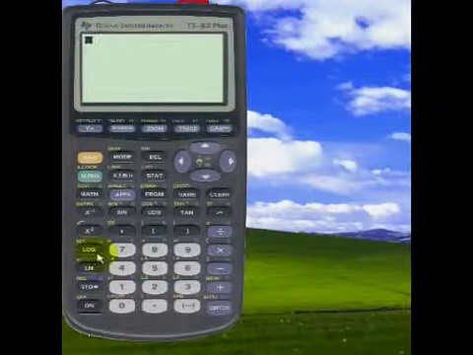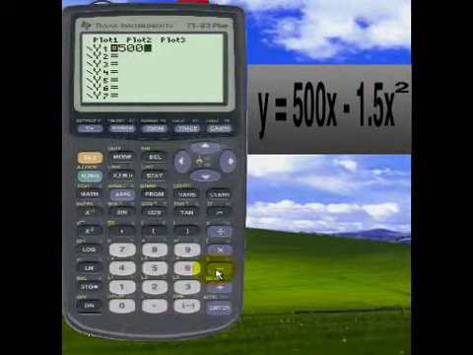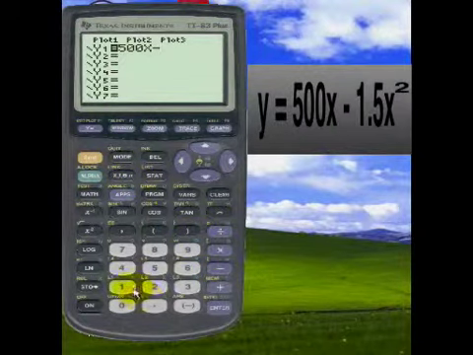Okay, we want to graph this function. Let's click y equals. And the function we're graphing is 500x minus 3 halves x squared, which is 1.5 x squared.